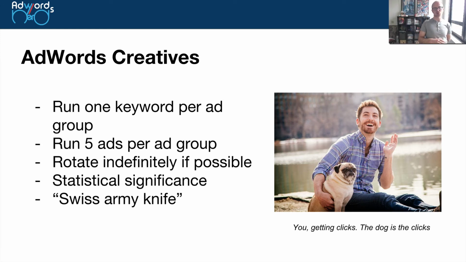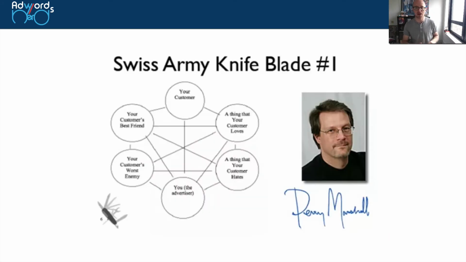Another really good approach to this is to use the Swiss Army knife. Swiss Army knife was a thing made up by Perry Marshall, who's like a guy who's done a lot of AdWords training, sort of like an old school sort of marketing dude. But he has this really great process where he creates ads by combining different elements, right? So it's like, let's say you start over here with your customer's best friend, and then you, the advertiser, right? And then a thing that your customer loves. So you got to tie all these things into an ad, right? Or your customer's worst enemy and your customer's best friend and you, the advertiser, right?